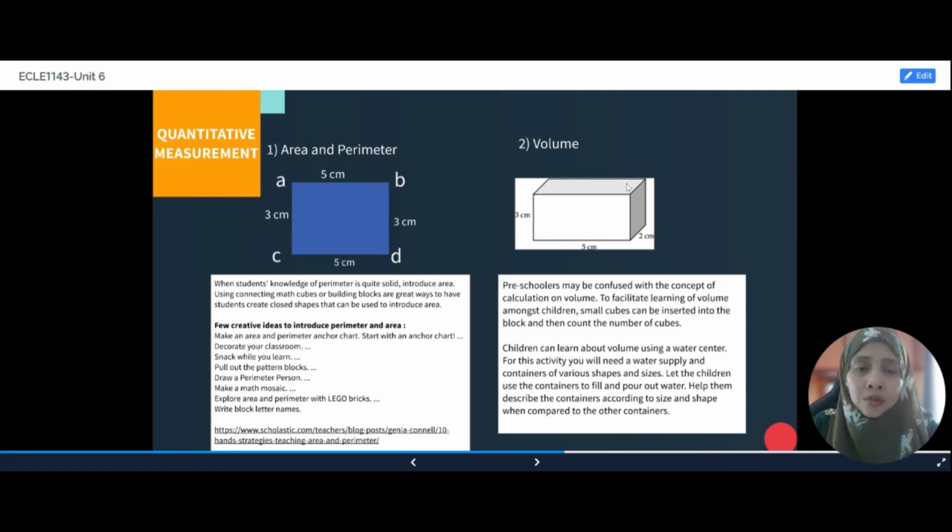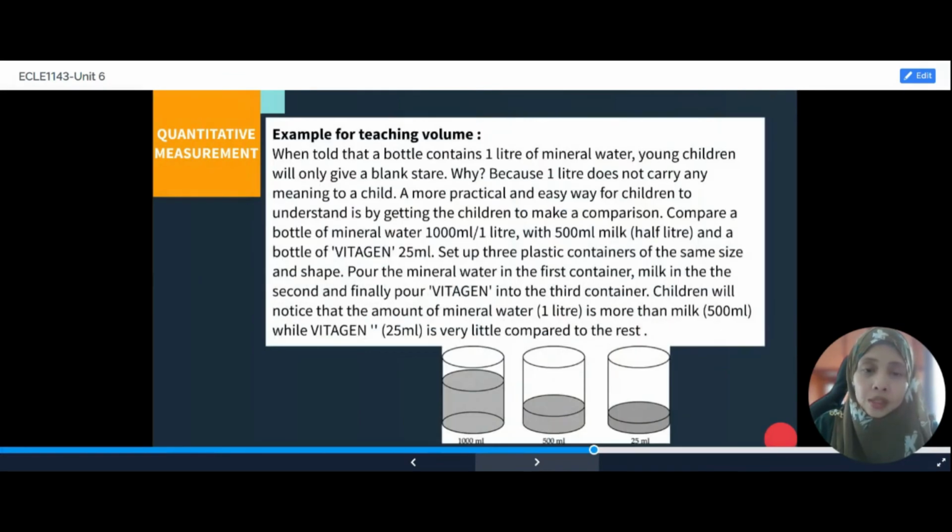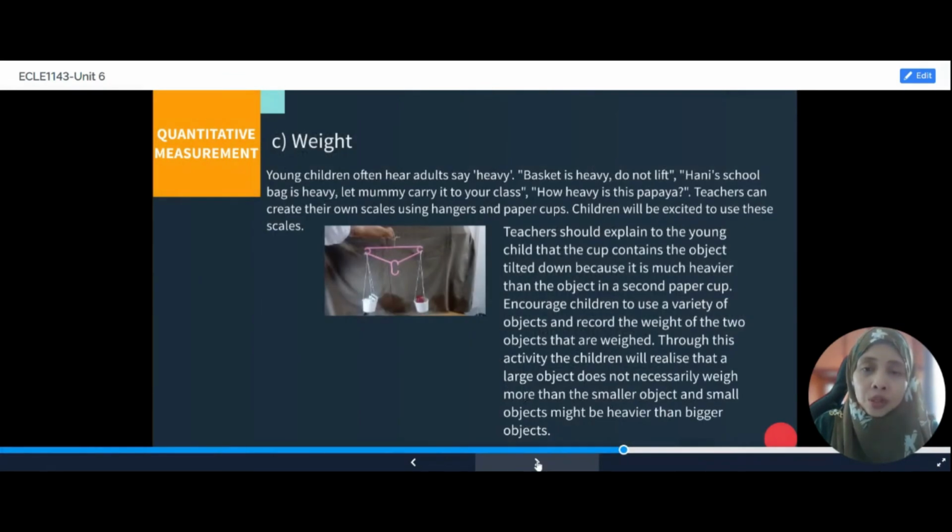For the volume, cara yang paling senang, kita boleh minta mereka masukkan ball dekat dalam satu kotak. So dekat dalam kotak tu ada berapa ball yang boleh masuk, dalam satu kotak lain lagi ada berapa ball boleh masuk. Itu cara yang paling mudah untuk kita nak ajar, ataupun a basic way for us to teach them volume. Okay, so this is example of teaching volume.